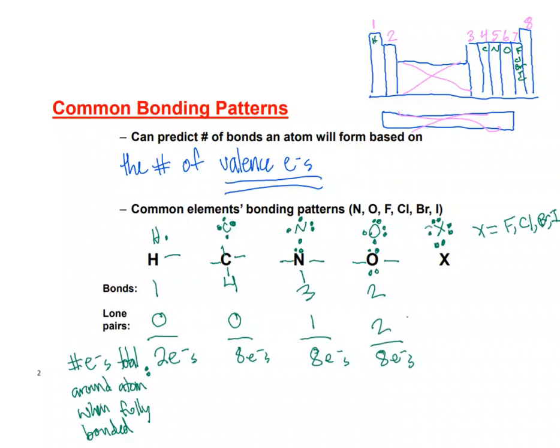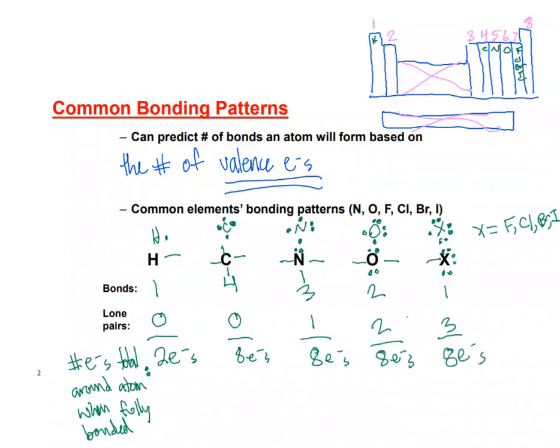And so it will form 1 bond because it only has 1 electron that is not already paired with another one. All right, so X is going to look like this. 1, 2, 3, 4, 5, 6, 7. So it's going to have 1 bond and 3 lone pairs. So overall, there are 8 electrons.